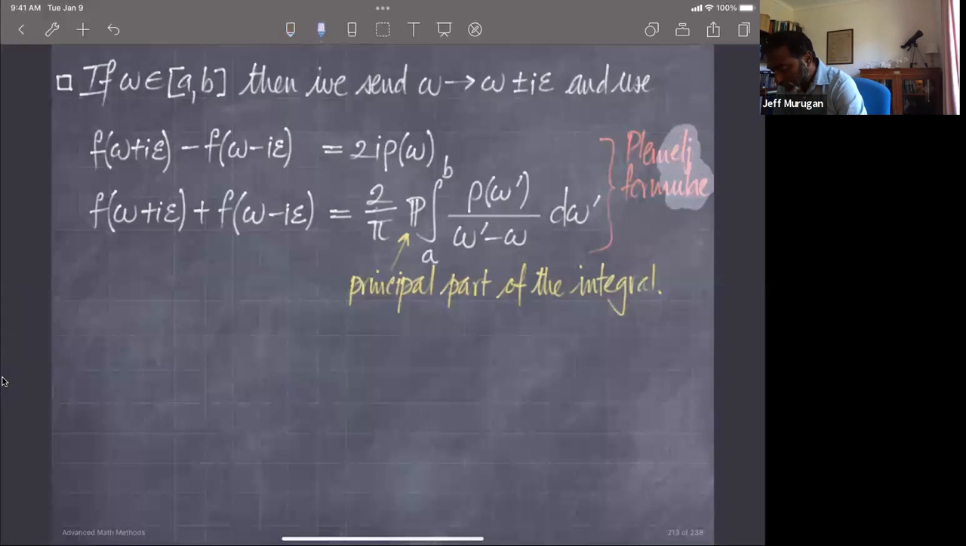And so let's spend a little bit of time unpacking the content of these equations. Okay, the first equation is telling us that the function f of omega, which is usually smooth and analytic, is actually discontinuous on the real interval from a to b.